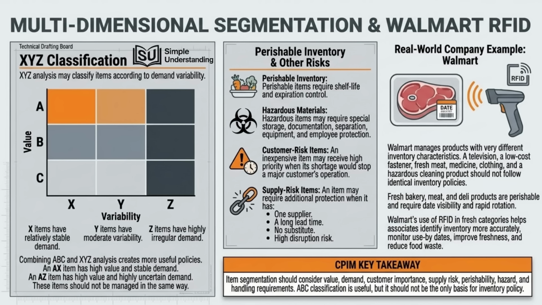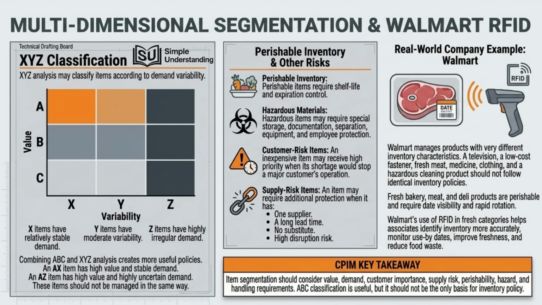XYZ analysis may also classify items according to demand variability. X items have relatively stable demand. Y items have moderate variability. Z items have highly irregular demand. Combining ABC and XYZ analysis creates more useful policies. An AX item has high value and stable demand. An AZ item has high value and highly uncertain demand. These items should not be managed in the same way.